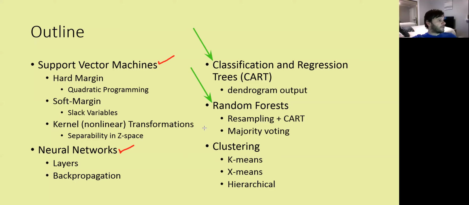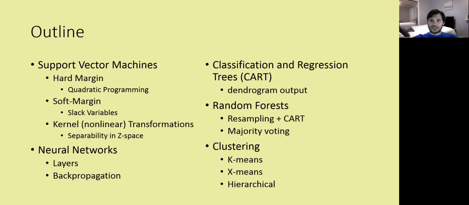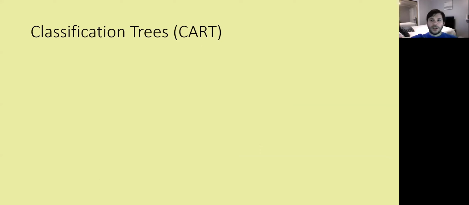And then we're going to take a little bit of a detour and talk about some clustering algorithms, which are a type of unsupervised learning technique. We've talked a little bit about unsupervised learning in prior segments of the course. And here we'll take a little bit of a look at clustering. We haven't used a lot of that, but it's good to be aware of what they are. So let's talk about classification and regression trees, the CART model here.